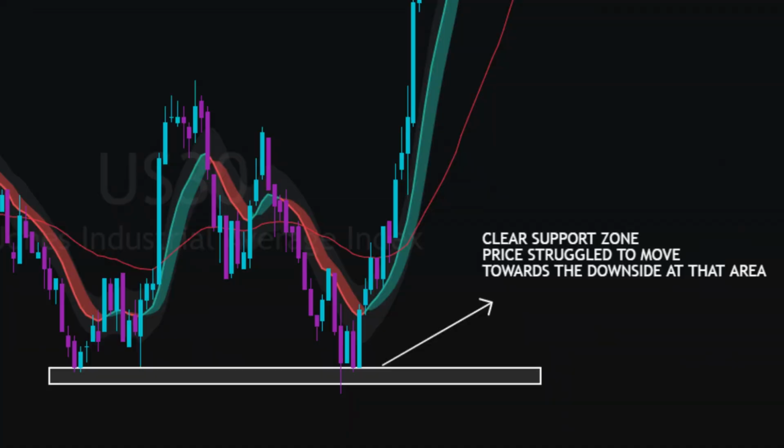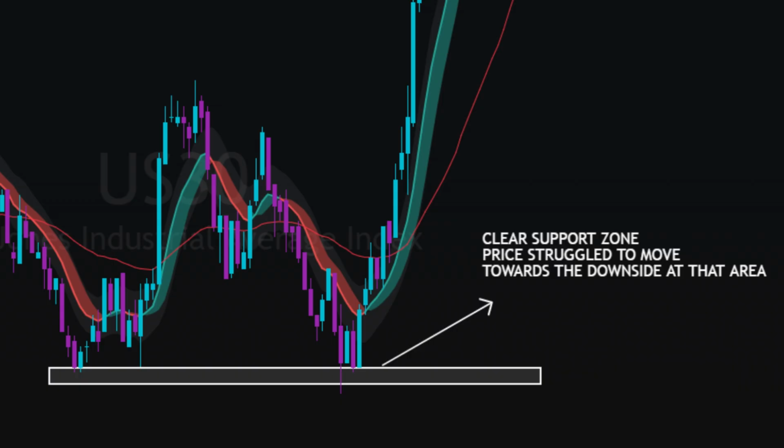Now firstly, what is support and resistance? Let's start with support. Support is an area or a level where price repeatedly stops bouncing and then goes back to the upside. This is an example of what a support zone or support level looks like.